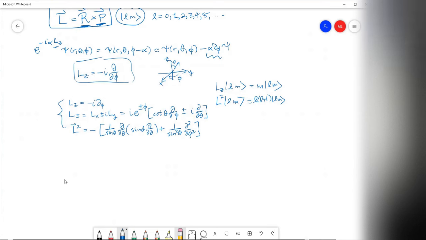Okay, so what about the angular momentum states? What are the wave functions associated with them? Does anyone know what functions these are?